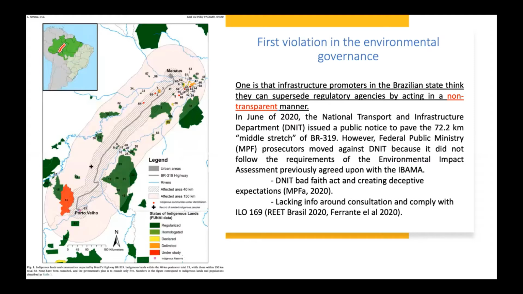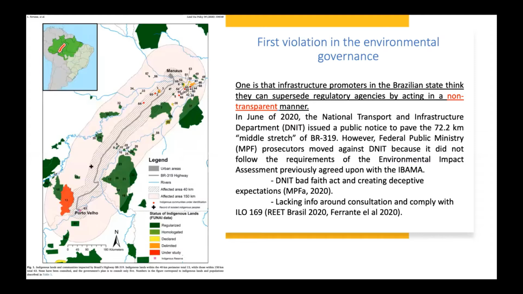The first violation is about transparency, the lack of transparency, as the National Transport Infrastructure Department, the DNIT, issued a public notice to pave a middle stretch of these roads, and the Federal Public Ministry moved against the DNIT because it didn't follow the requirements of the environmental impact assessment.